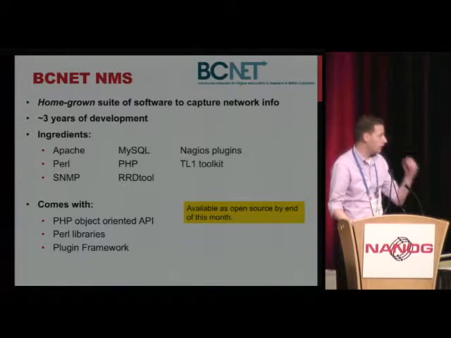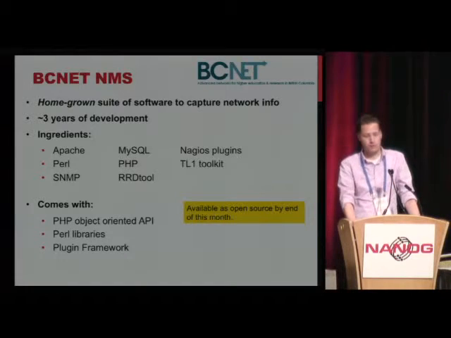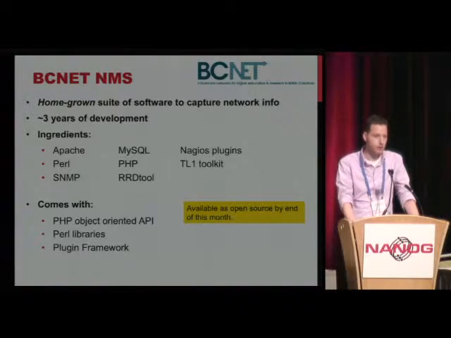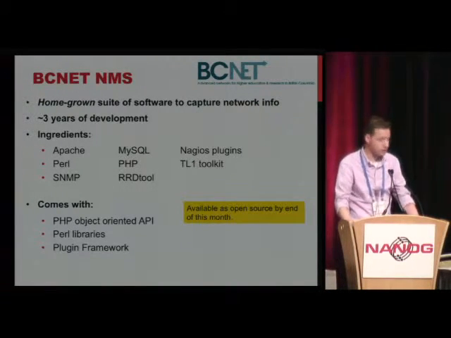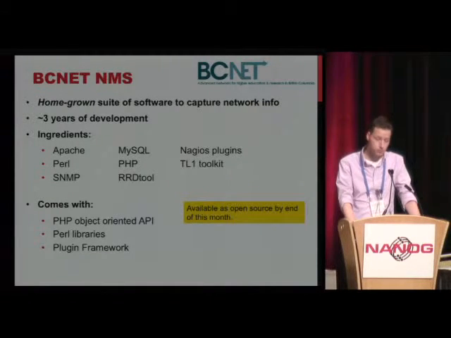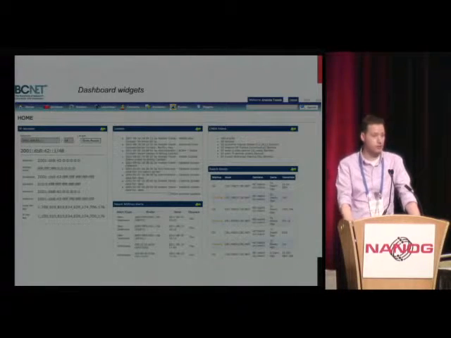So basically it relies heavily on PHP, MySQL, and Apache, and some of the other well-known tools such as RRDtool. You can use Nagios plugins; you can use any of your existing Nagios plugins to do your monitoring. If you have optical equipment, you can use TL1 Toolkit, which is a Perl library I co-wrote with someone else to monitor optical devices. So basically it's all an object-oriented API in PHP, but there are also Perl libraries that provide much of the same functionality in Perl. And it also has a plugin framework that allows you to easily extend the software.